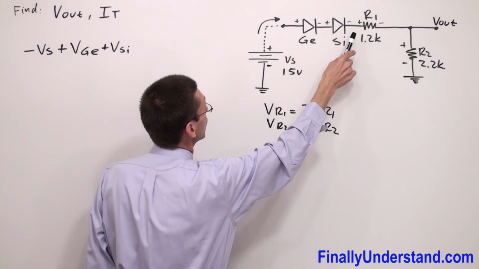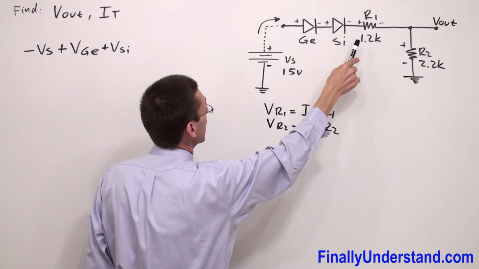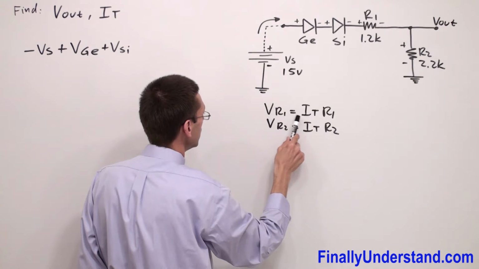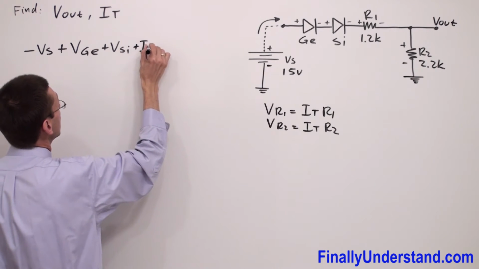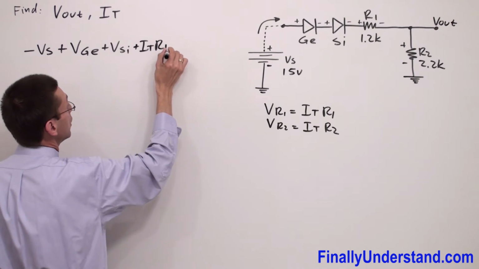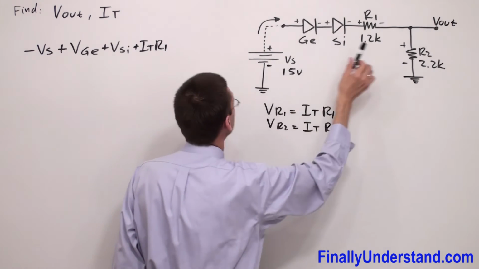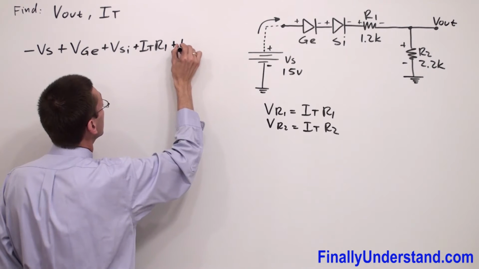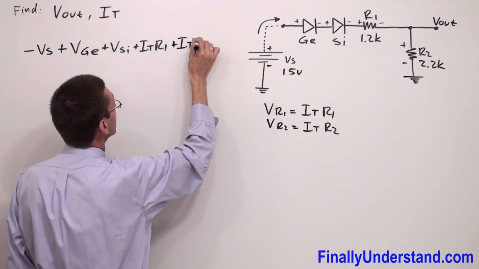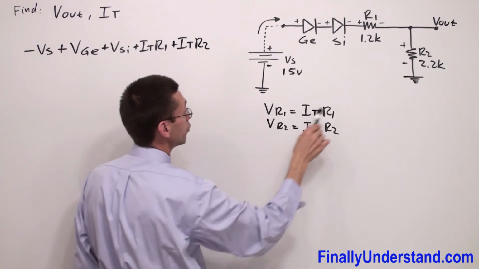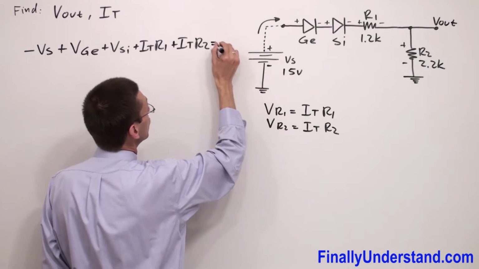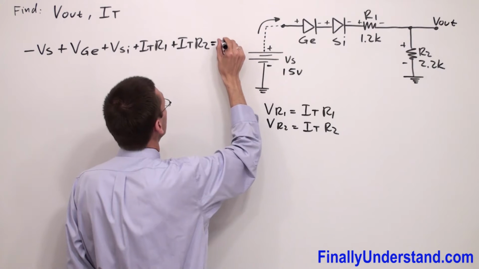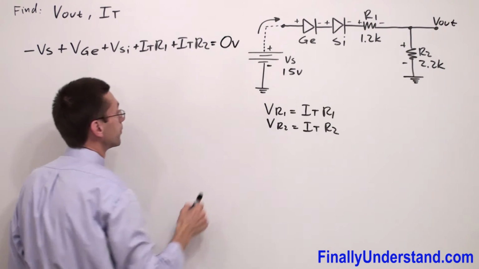Plus voltage across resistor R1. We said that VR1 is equal to I total times R1. Plus I total times R2, because voltage across resistor R2 is I total times R2. And we reach the ground. Everything is equal to 0 volts.